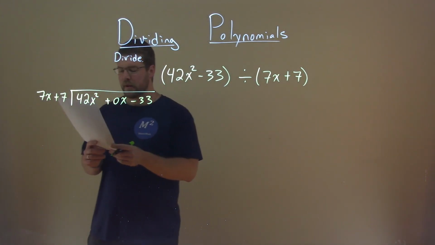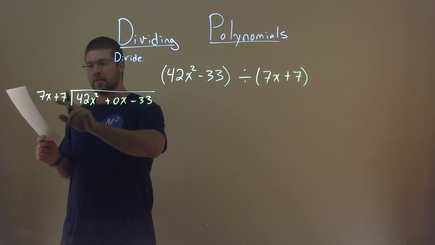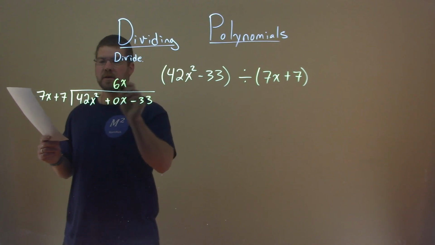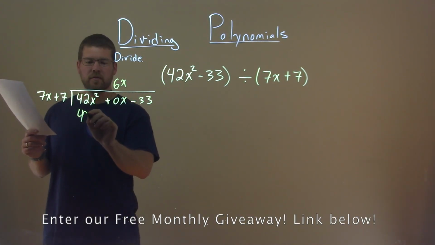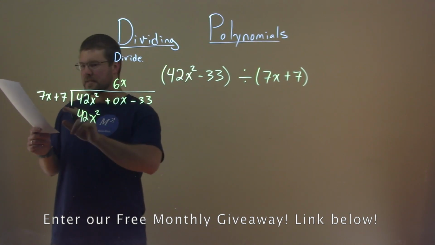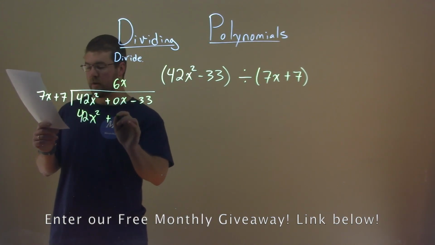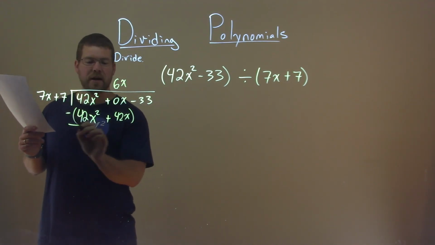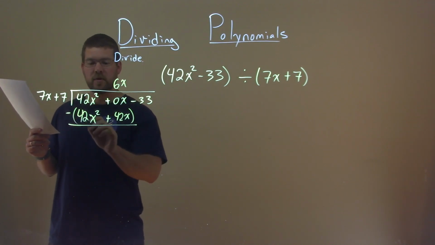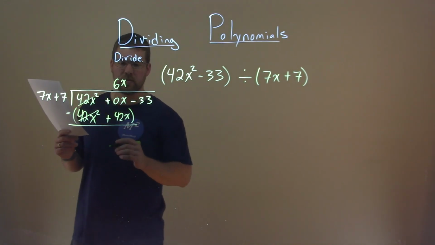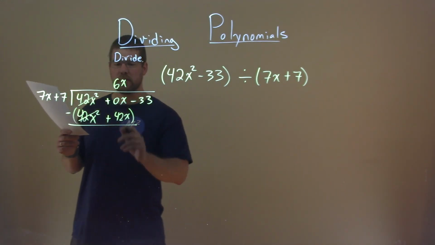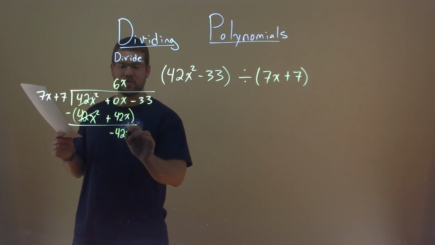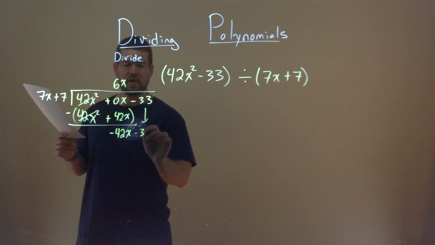All right. Now we ask ourselves, what times 7x gets us 42x squared? And that's going to be a 6x. 6x times 7x is 42x squared. 6x times 7 is just, well, 42x. We're now going to take that whole thing and we're subtracting it. 42x squared minus 42x squared, well, that's 0. They cancel. That was the point. 0 minus 42x is a minus 42x. Bring down the minus 33.